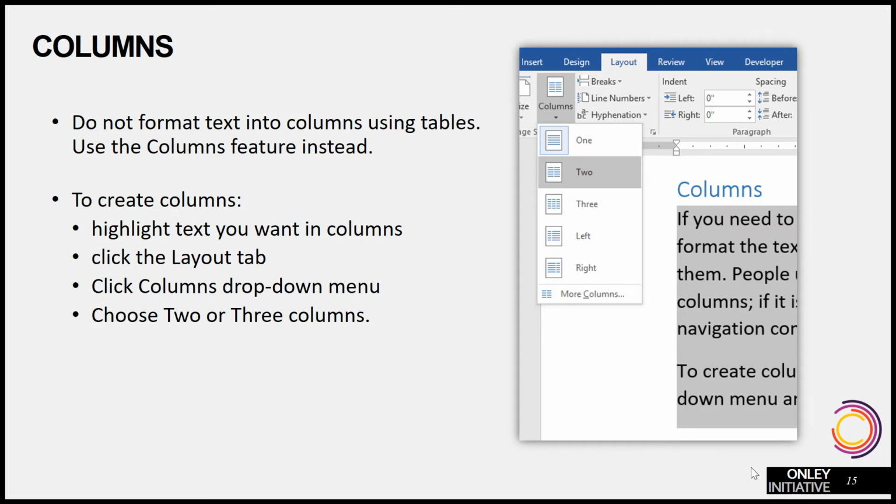If you need to place text in columns, use the Columns feature for formatting text in this way. Do not format the text into columns using tables because assistive technologies may not be able to read them properly. People using screen readers can use normal reading keyboard commands to move around column formatting. If it is actually inside a table, but made to look like columns, they have to use table reading and navigation commands. To create columns, highlight the text that you want in columns, click the Layouts tab and Columns drop-down menu, and choose 2 or 3 columns.